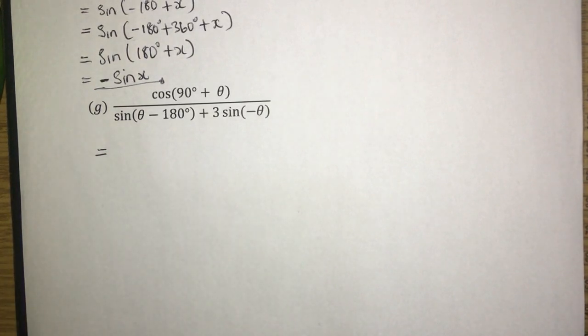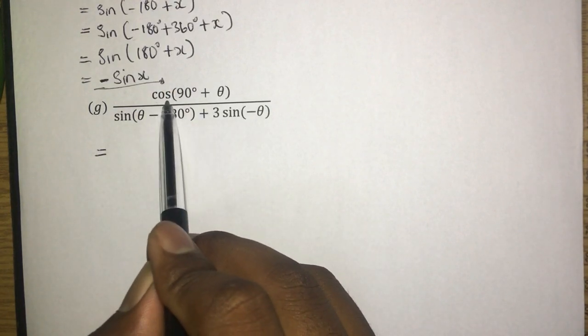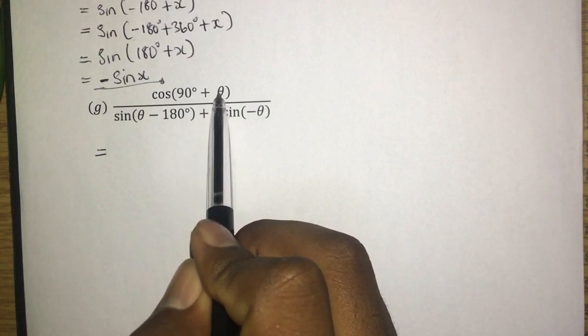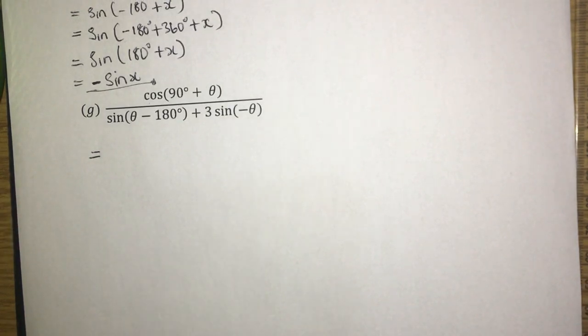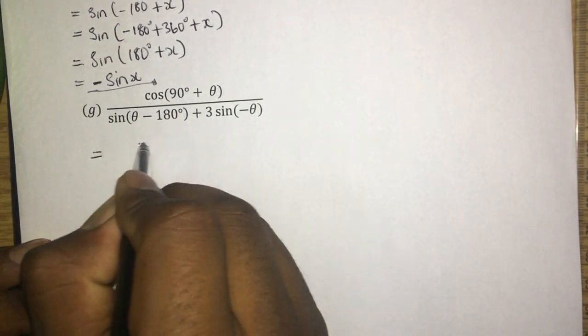We know everything that we know about trig functions. It's very easy. So I'll firstly deal with the numerator. The numerator says cos(90 plus theta). Which quadrant is that? 90 plus, it is above 90. It is quadrant 2. Which trig ratio is positive in quadrant 2? It's only sine. So you put the negative there.